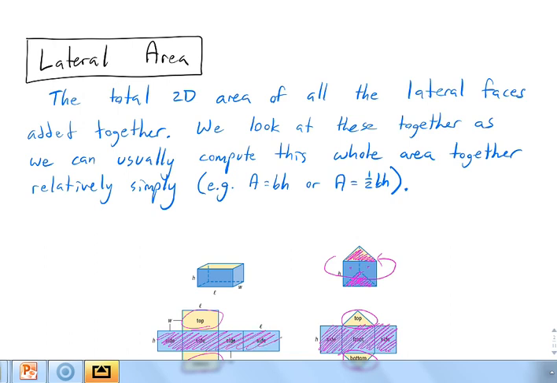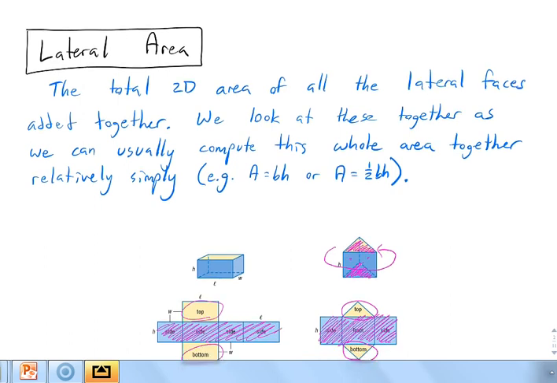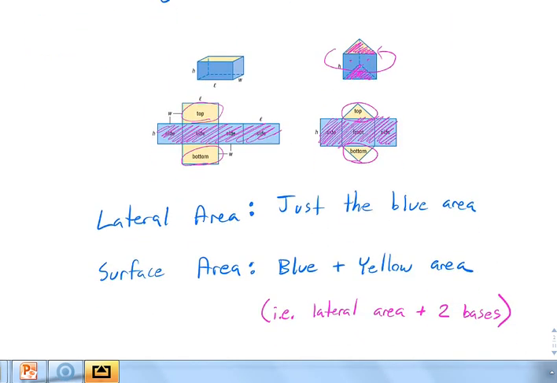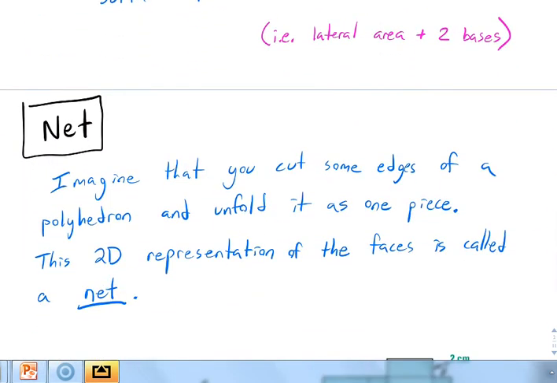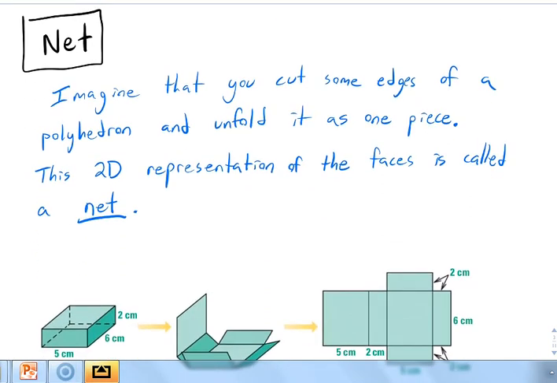And we'd find the area of that all at once. All right, so really introducing the word lateral, but we saw lateral faces, lateral edges, and lateral area. Okay. Now, the last new vocab term is net.